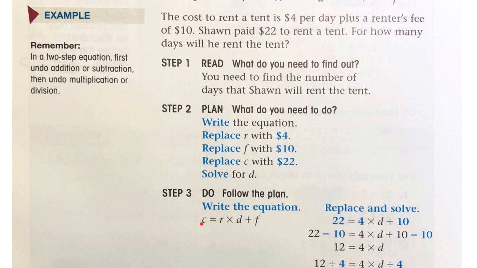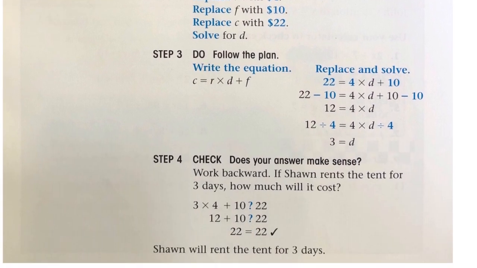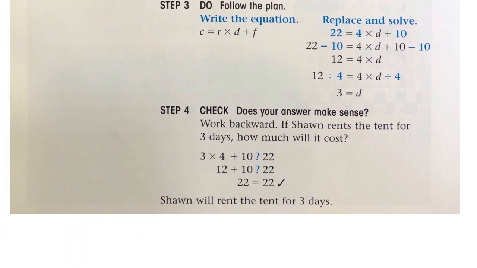Here's the equation. C equals R times D plus F. The cost equals the rate times the number of days plus the fee. Replace what we know and solve. So the total cost was $22. The $4 a day, we don't know how many days, and the fee was $10. First, undo the addition by subtracting 10 from both sides. Leaves us with 12 equals 4 times D.